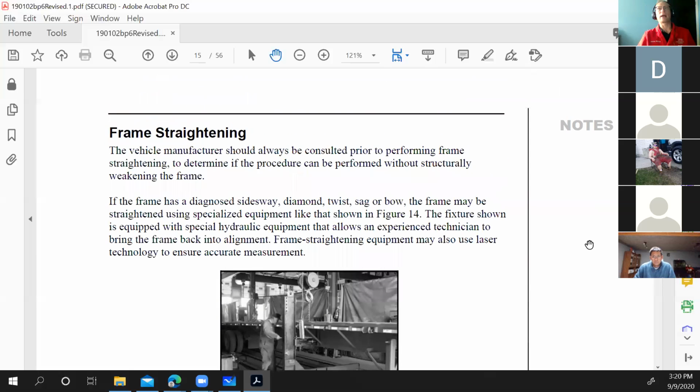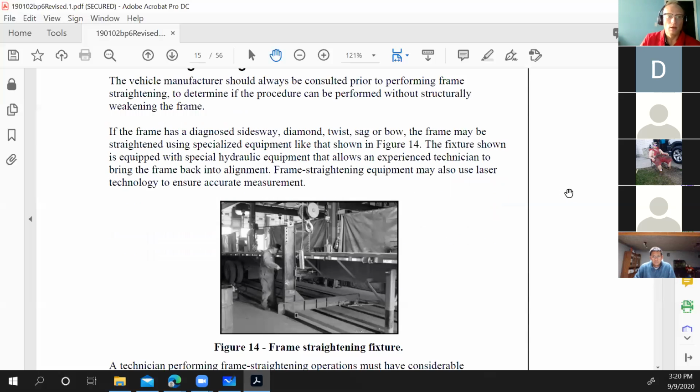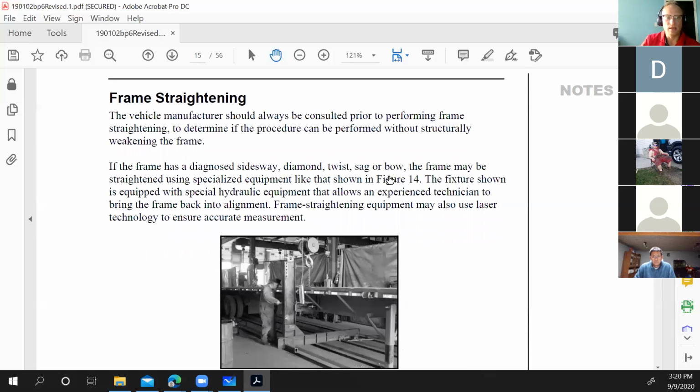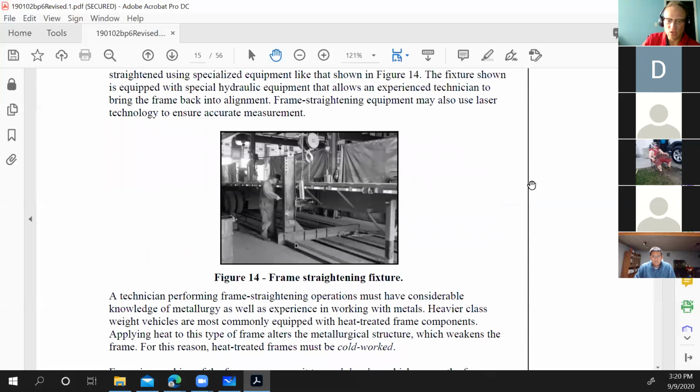Yet again, it takes some practice to get skilled with it, just like anything. We're mechanical artists. Okay? All the things we do require skill. As some of you have seen now at making those hand tool projects, right? It takes some practice to do this. So if you have a frame that's diagnosed as side sway, diamond, twist, sag, or bow, it may need to be straightened. So you would take it to someone like me and we'd put it in our frame bay that looks a lot like this.